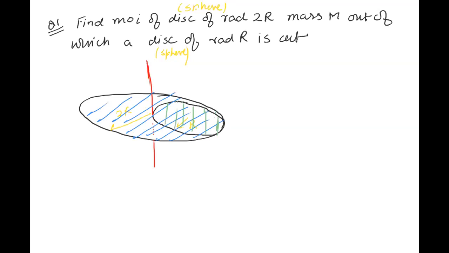So we have a solid blue disk. So I blue will be equal to m, mass is given, equal to 2r square by 2. Yeah, so this is not the problem. Very easy. Problem is this guy.